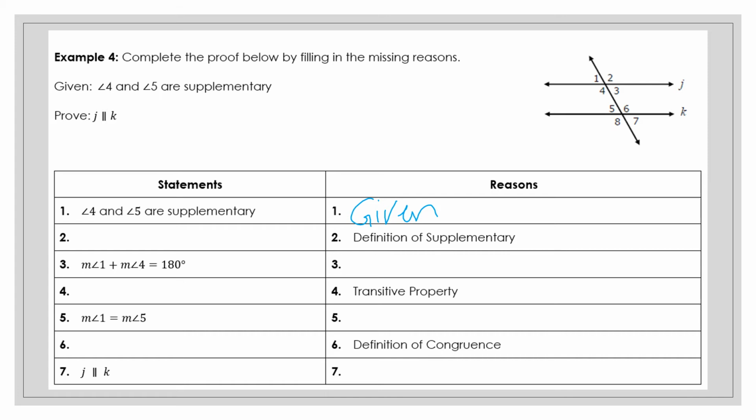Okay, so what does supplementary mean? Well, supplementary means that if you add them, so measure of angle 4 plus the measure of angle 5 equals 180 degrees. That's what the definition of supplementary is. So now if I look at it, my next statement says the measure of angle 1 plus the measure of angle 4 equals 180. So look at the picture. Those are not any of our special angles like corresponding angles. That's your linear pair property.